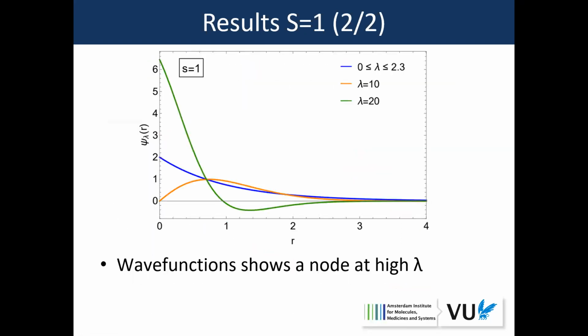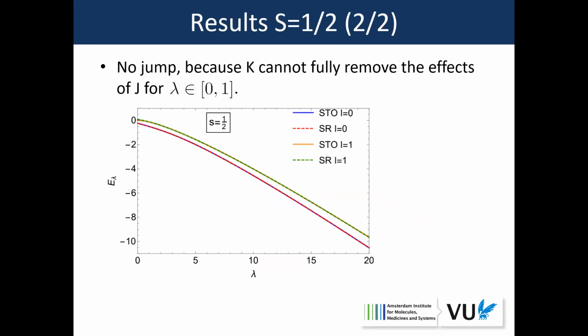So we have seen that the wave functions at larger lambda have this node, which we will look at later. But now let's look at the results of the SS1/2 system. And here you can see, firstly, that there is no crossing of states between the LS0 channel, which are these red and blue ones, and the LS1 channel, which are the yellow and green ones.